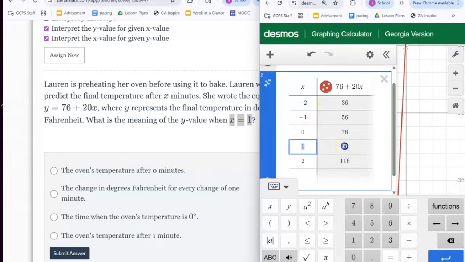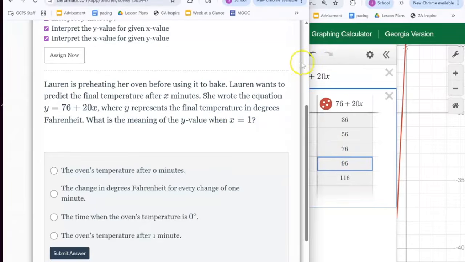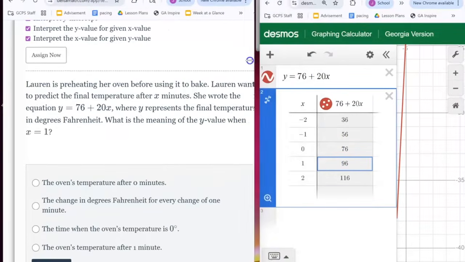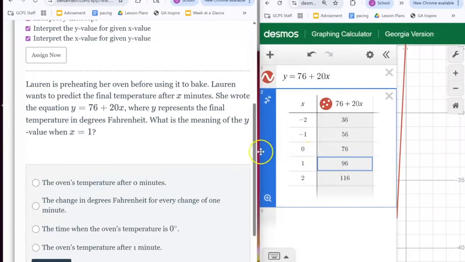After 1 minute, the temperature is 96. That's how you're used to seeing it. I don't have to give you both numbers. I can give you one. You just have to know what it means. So when 1 minute has passed, the question is, what is the temperature?